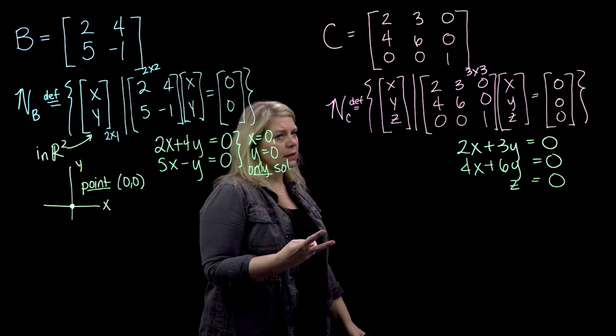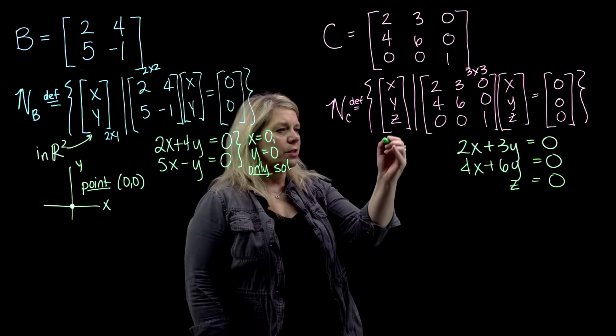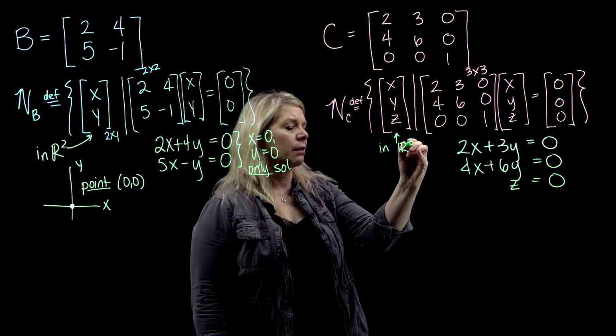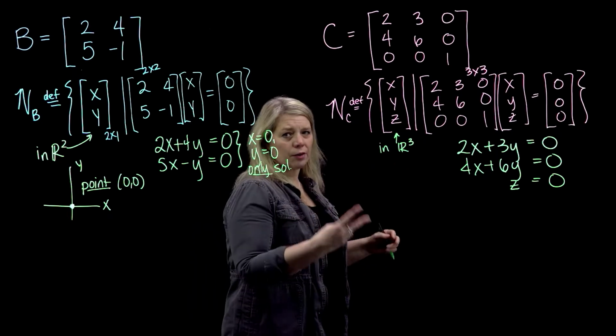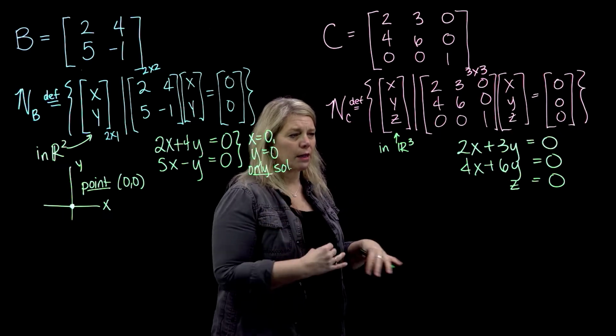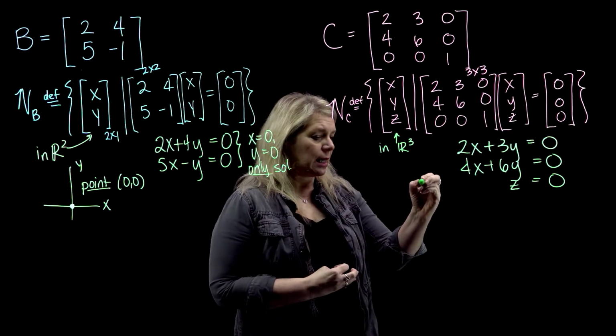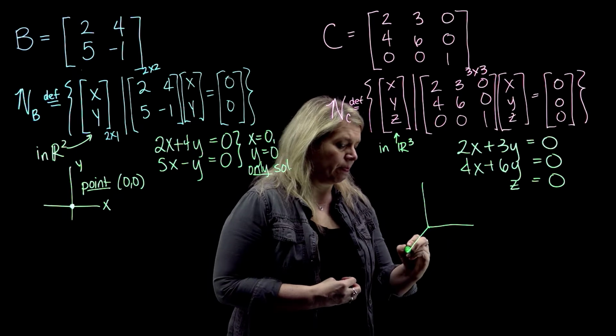Okay, and I want to think about this geometrically. These vectors that I'm working with here are in R3, right? They have 3 entries. So geometrically, if I want to think about that, I'm thinking about R3, so x, y, z coordinate system.